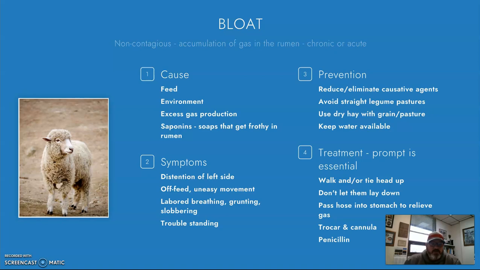So again, it's caused primarily by feed and excess gas production in the rumen, and getting those bubbles or saponins that develop in the rumen, which gets that frothy bloat going, which is difficult to overcome. Again, symptoms: distension or gas buildup on the left side of the animal, particularly. They'll be off feed, move kind of uneasily, breathe in a labored fashion, and eventually have trouble standing if it gets really acute.